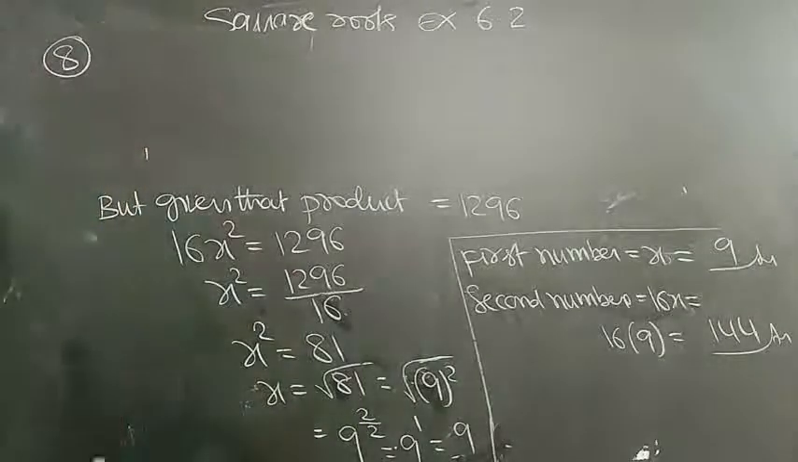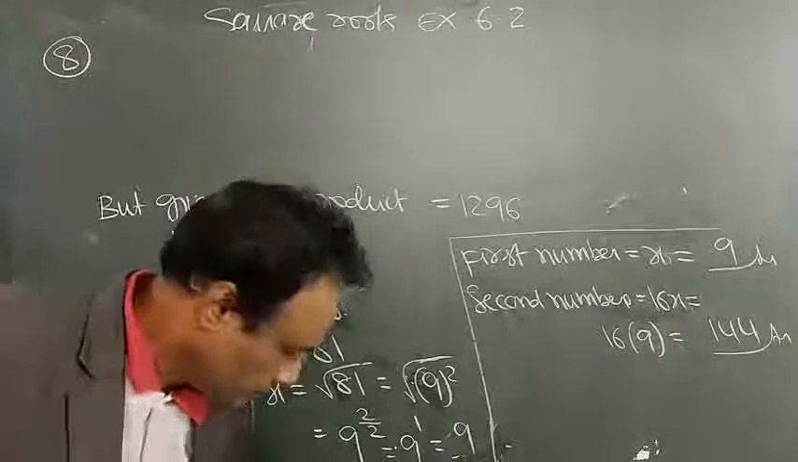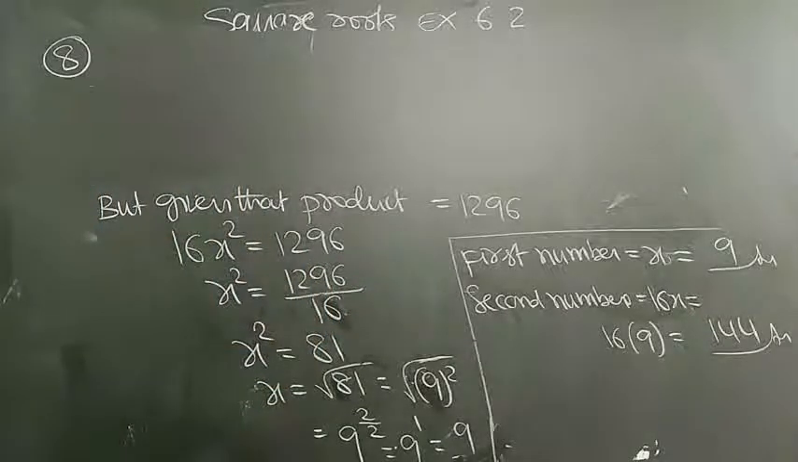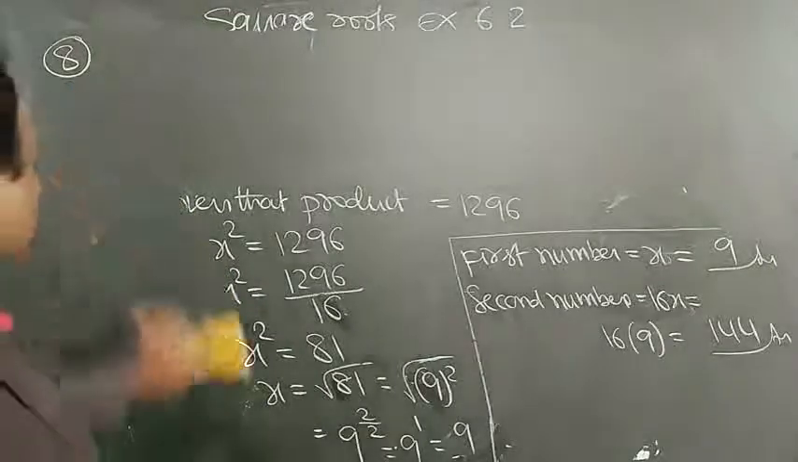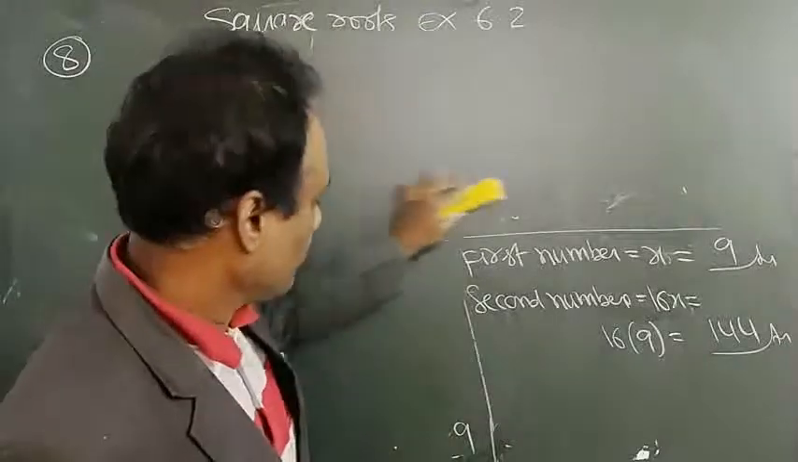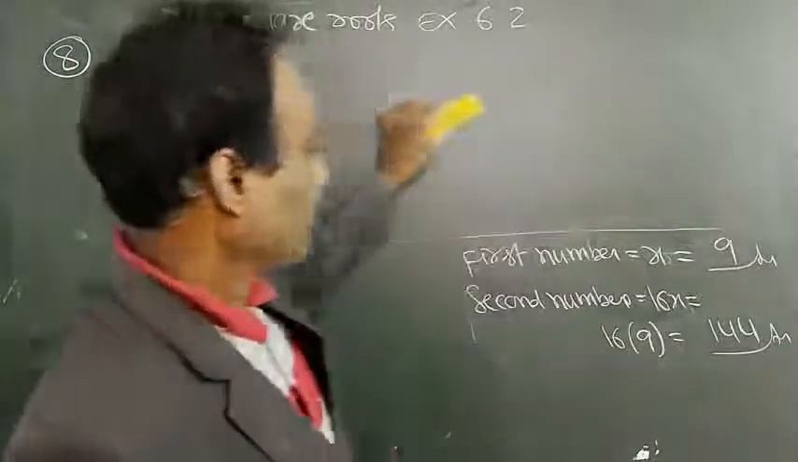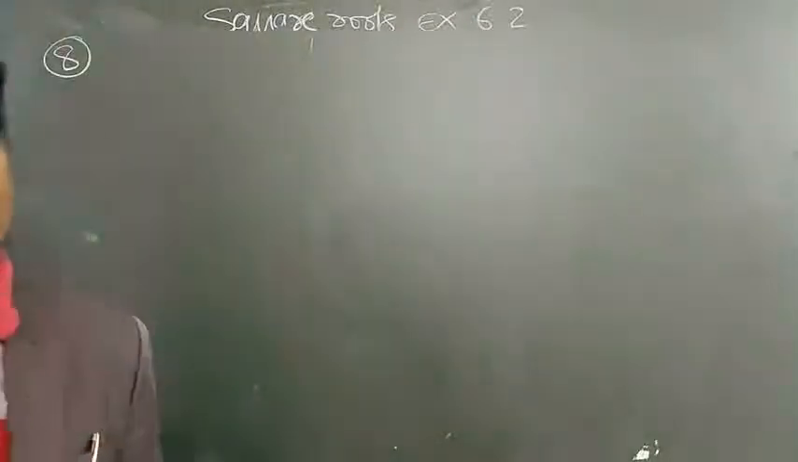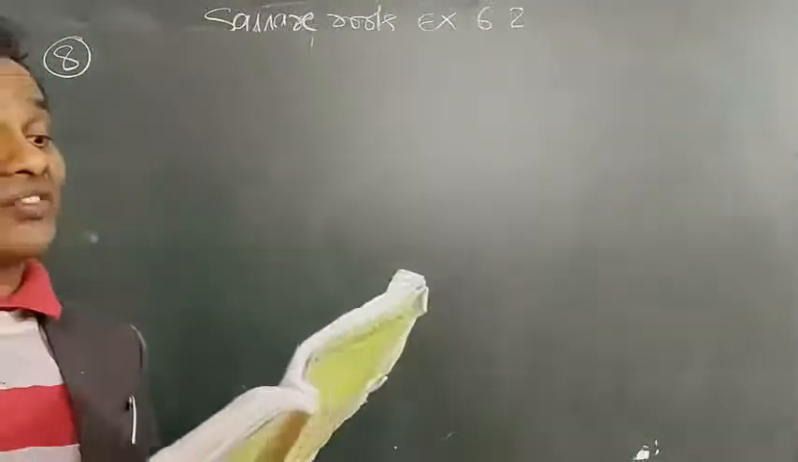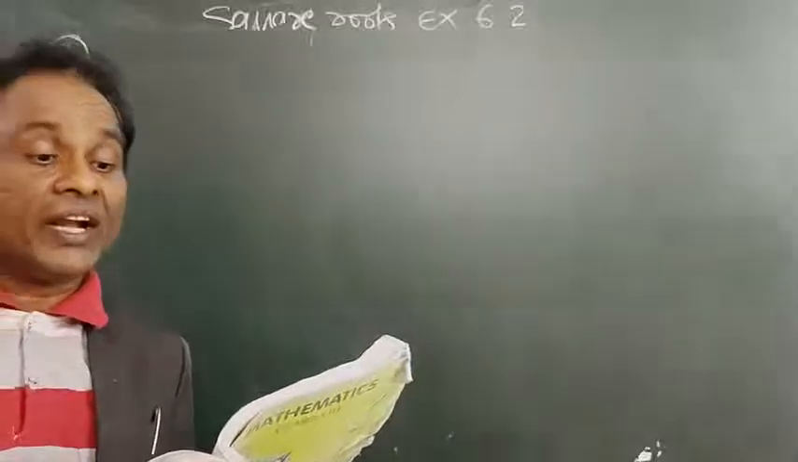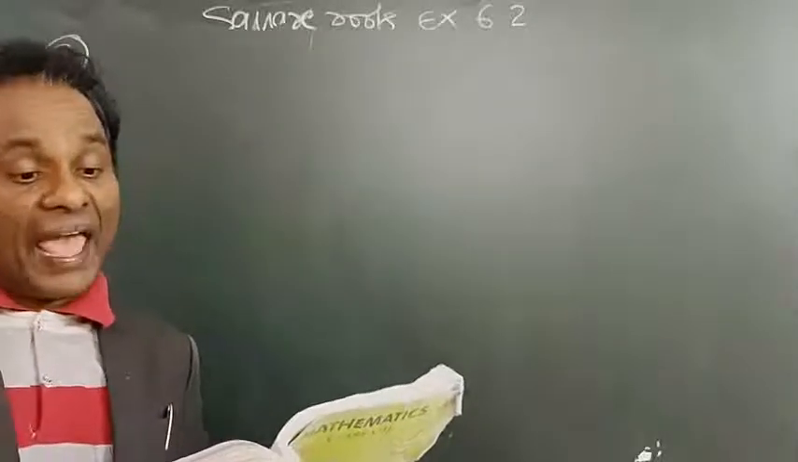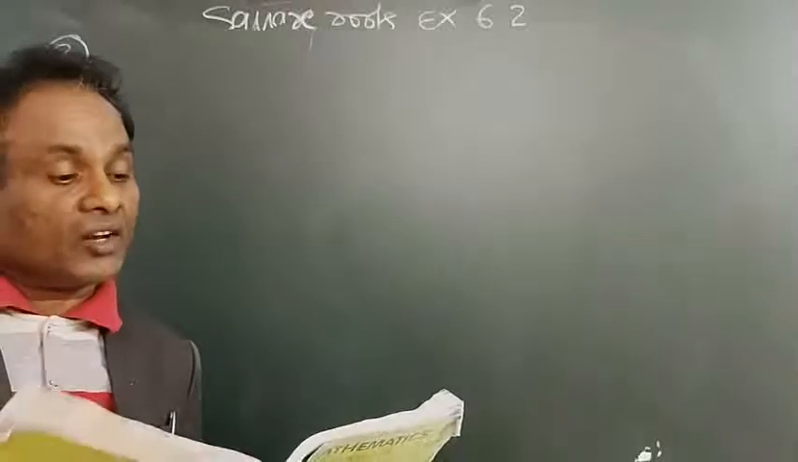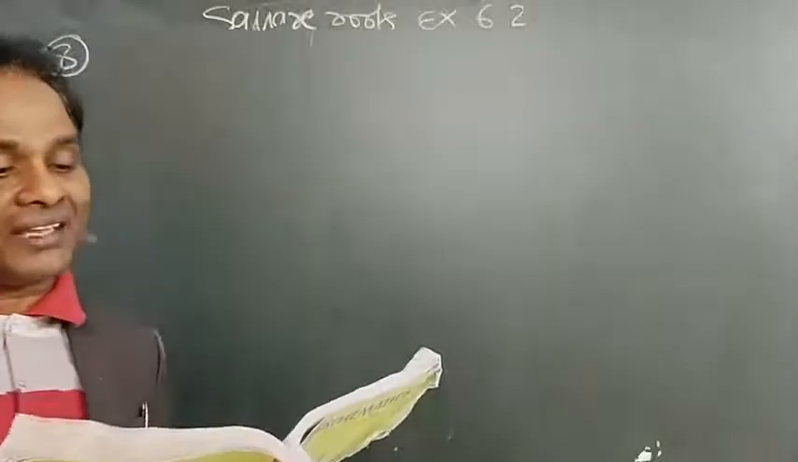Eighth question. Students, eighth question. 3921 soldiers stand in an auditorium in such a way that there are as many soldiers in each row as there are rows in the auditorium. How many rows are there in the auditorium?